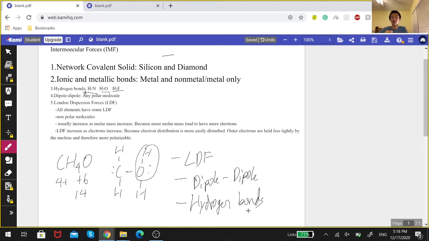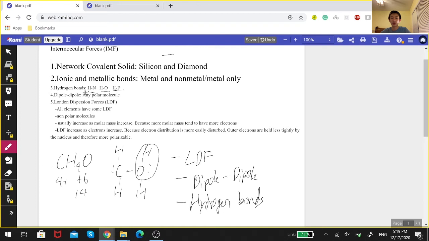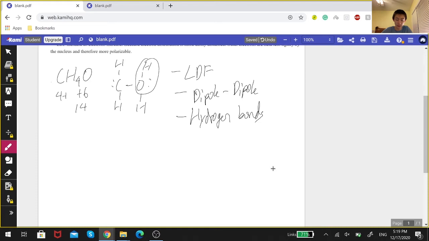Now let's see if it has ionic or metallic bonds. It does not. This is not ions, this is all nonmetals. Does it contain silicon or carbon making a diamond? It does not. So these are the only 3 IMFs it will have.